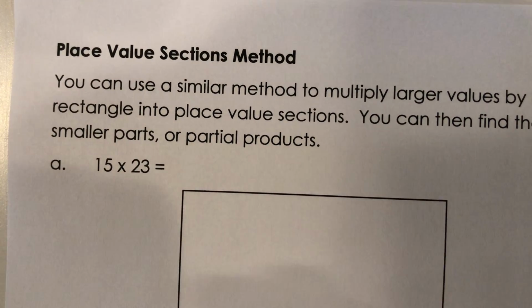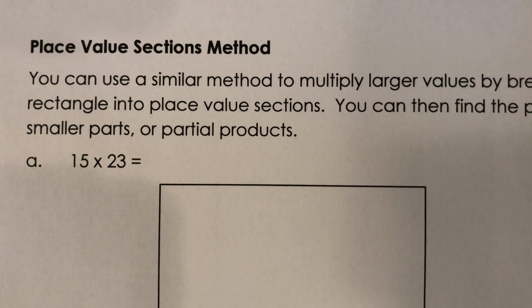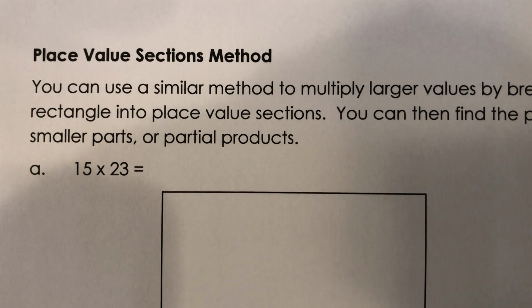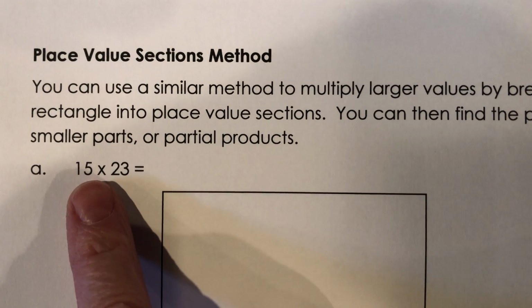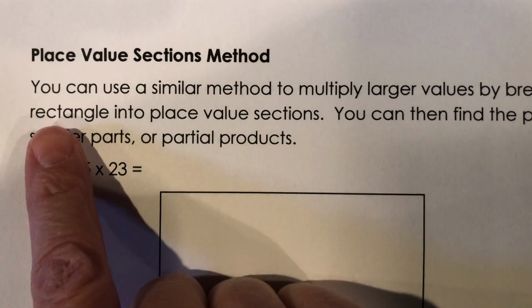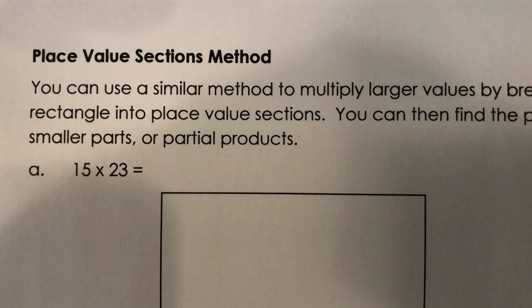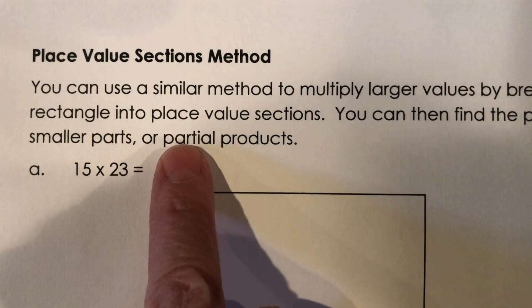Place value sections method. So yesterday we looked at how we could use the area model to help us multiply some numbers. And the one thing that all those problems had in common is one of the digits you multiplied was a single digit. With these, you're going to look at multiplying a double digit by another double digit. Okay, so it says you can use a similar method to multiply larger values by breaking the rectangle into place value sections. You can then find the products of all the smaller parts, which is called partial products, because you're finding parts of a product, and that's a root word, a partial.